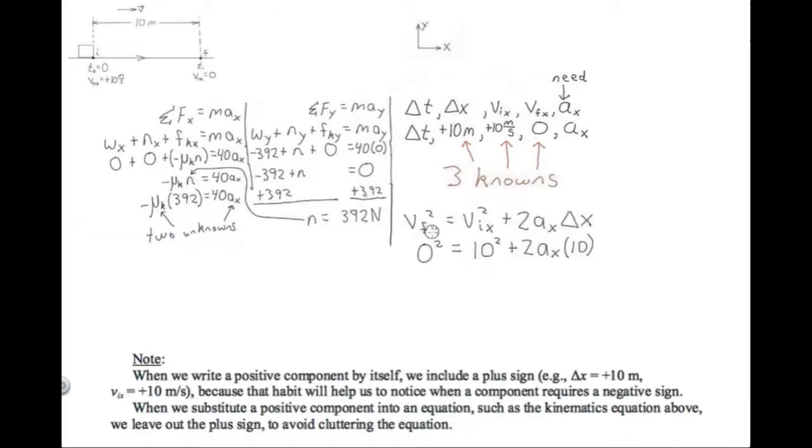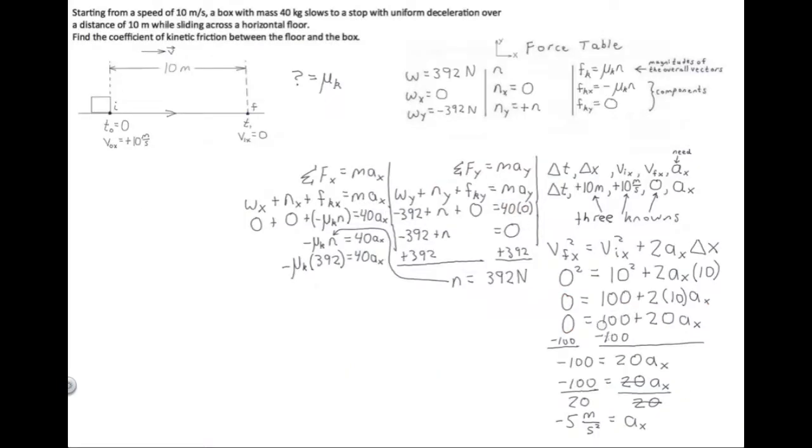For v final x, we substitute 0. For v initial x, we substitute 10 meters per second. For a sub x, we continue to use the symbol a sub x. And for delta x, we substitute 10 meters. The kinematics equation now has 1 unknown remaining, a sub x, so we can now use algebra to solve this equation for a sub x. If you handle the algebra correctly, then a sub x will come out to be negative for this problem.